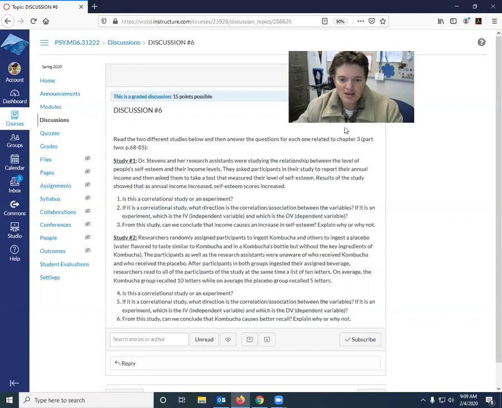Researchers randomly assigned participants to ingest kombucha and others to ingest a placebo, water flavored to taste similar to kombucha and in a kombucha bottle, but without the key ingredients of kombucha. The participants, as well as the research assistants, were unaware of who received kombucha and who received the placebo. After participants in both groups ingested their assigned beverage, researchers read to all of the participants of the study at the same time a list of 10 letters. On average, the kombucha group recalled 10 letters, while on average, the placebo group only recalled 5 letters.